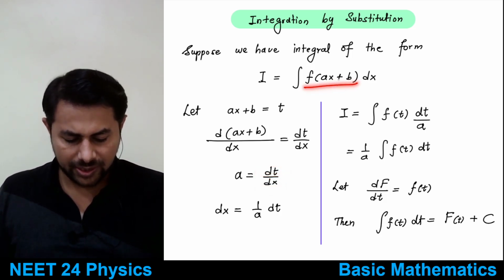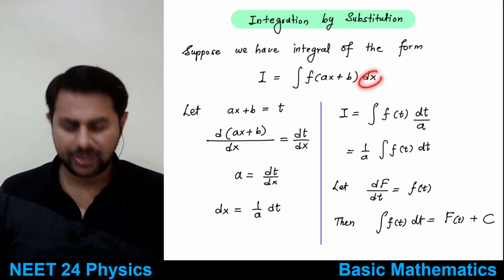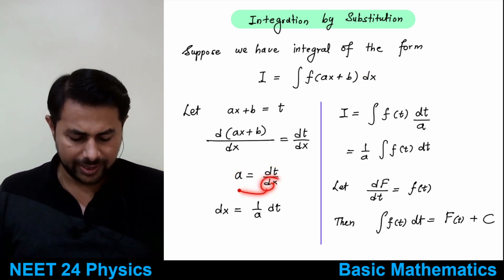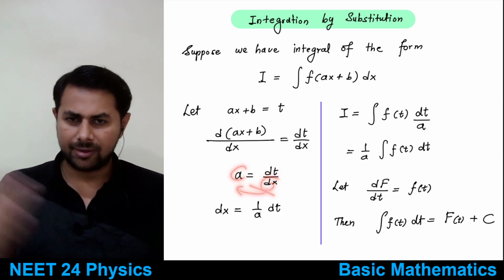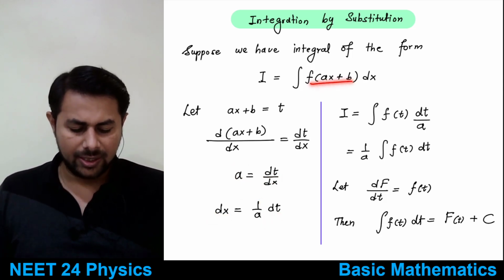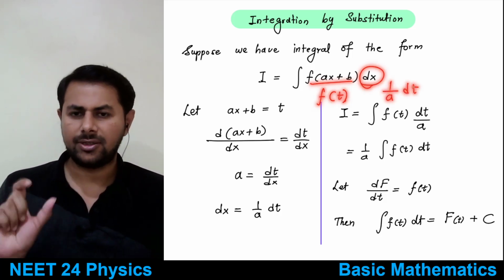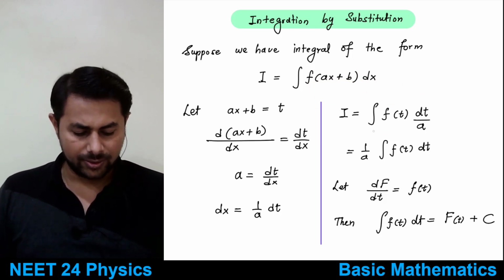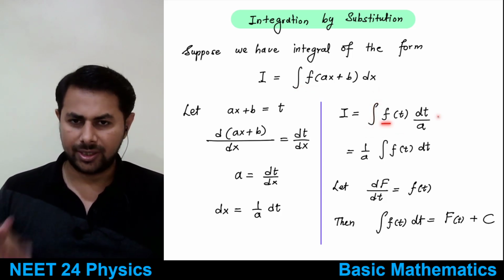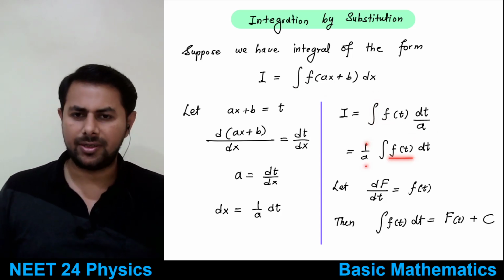So I will write this thing as f of t because I have written ax plus b as t. Then what is dx? From here we get the relation between dt and dx. Move dx on this side, a on this side, so a comes in the denominator, so dx is equal to 1 upon a dt. So I write f of t, and dx is 1 by a dt, and a is a constant, a number. So this integration is the integration of f of t dt by a. You can move a outside, then you get 1 by a times the integration of f of t dt.